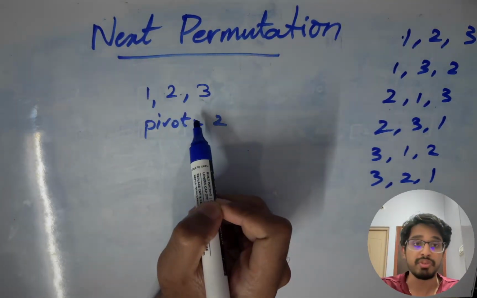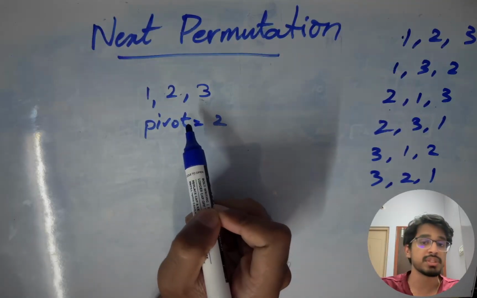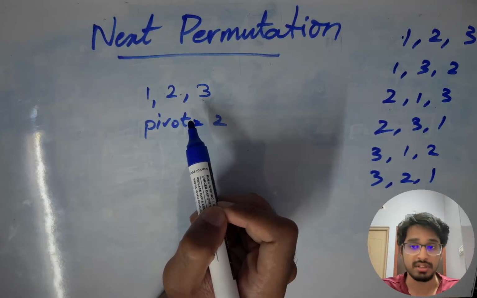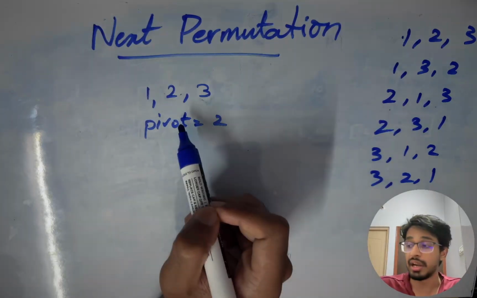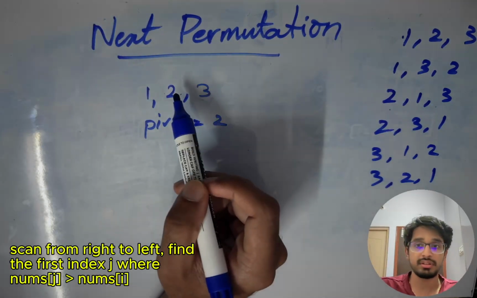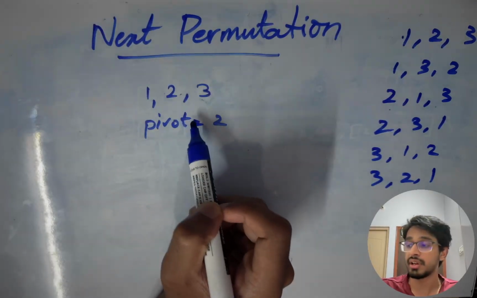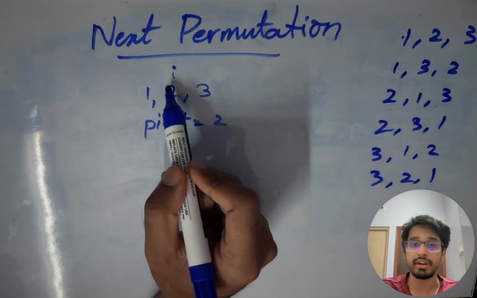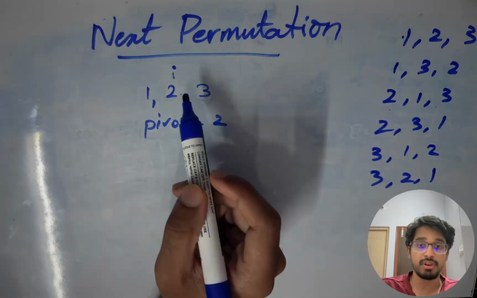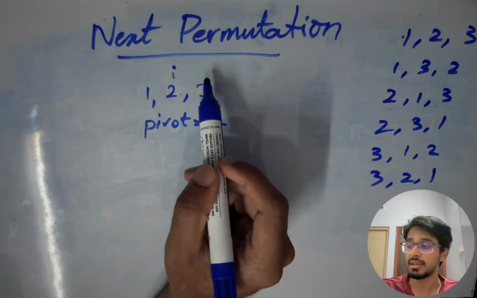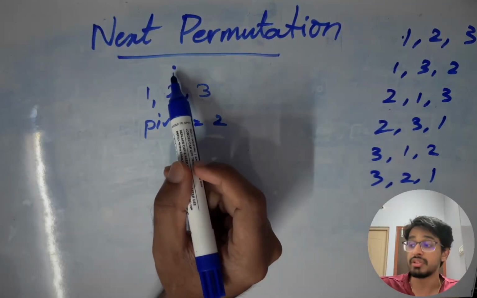So 2 is our pivot in this case, and our first step is done. Now we go to the second step, which is to find the successor. From right to left, we need to find the first element which is greater than our current number. Currently we are at this pivot 2. Let's consider this to be I, our iterator I. We need to loop again from right to left and find the first number that is greater than the value at I.